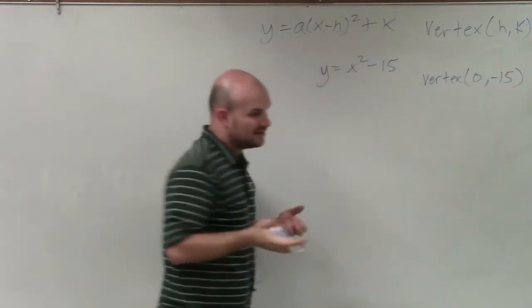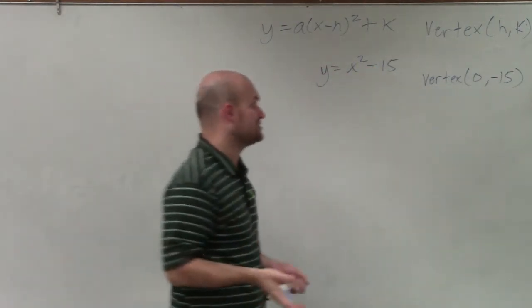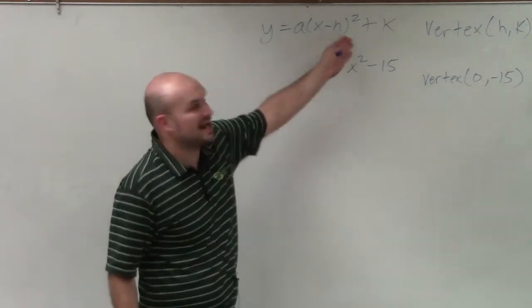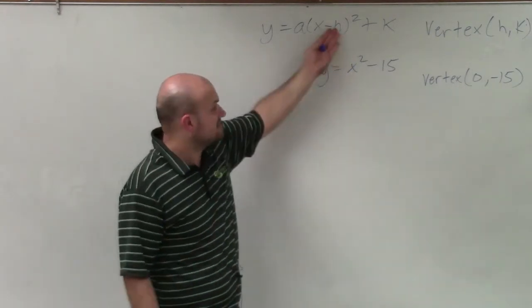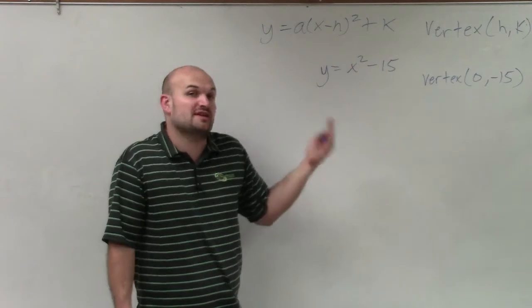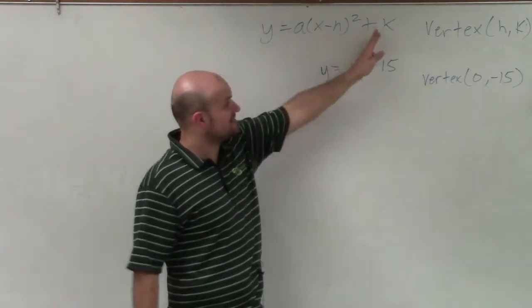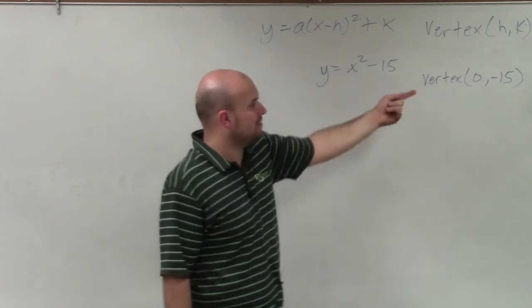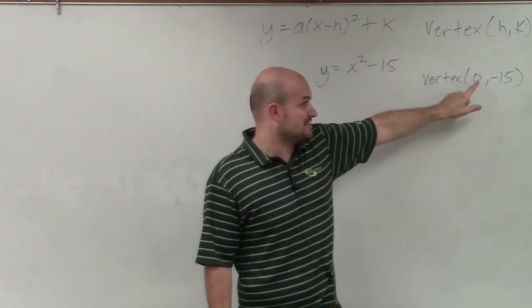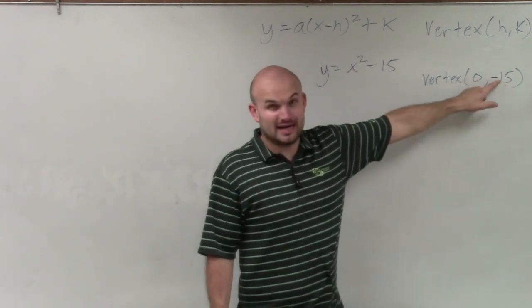You could also just look at this in the standard form and look at our transformations. When we look at our transformations, remember h shifts our graph left or right. Well, since I don't have an h, I have 0. I'm not shifting left or right. And k tells us to move our graph up or down. Since I'm going down 15, you can see that I didn't go left or right at all from the origin, so that's still at 0, and then I go down to negative 15.